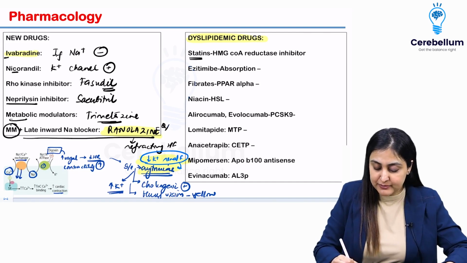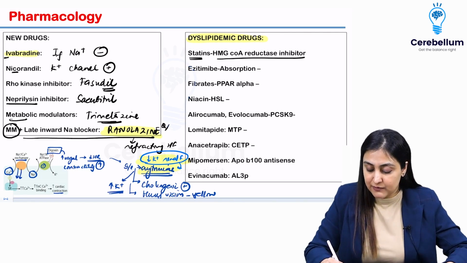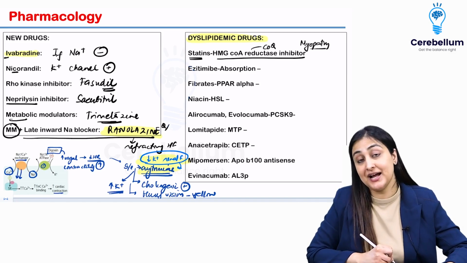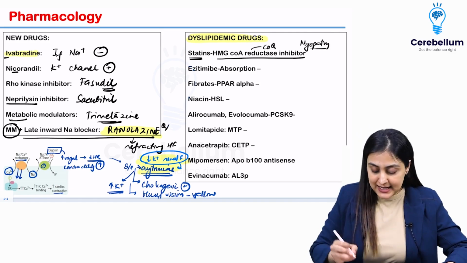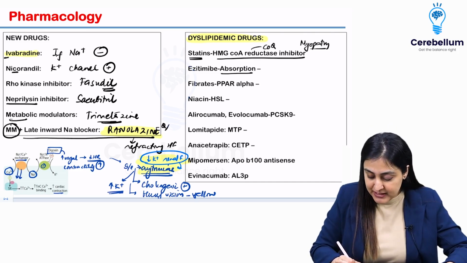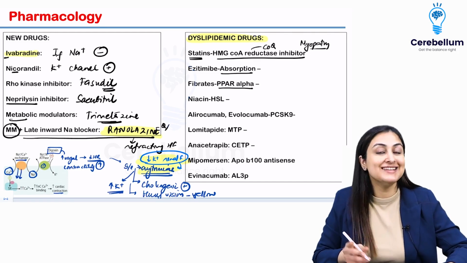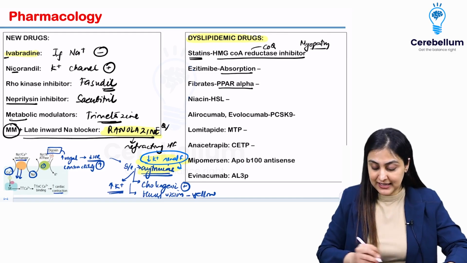I'm sure from biochemistry we all remember HMG-CoA reductase inhibitors as statins. One very important side effect is myopathy with this, because it blocks the coenzyme Q synthesis as well. Yeah, I have taught you this in biochemistry. Ezetimibe inhibits the absorption from the intestine. Fibrates activate PPAR alpha. Where have we learned PPAR gamma? We've learned it in endocrine anti-diabetic drugs, right?